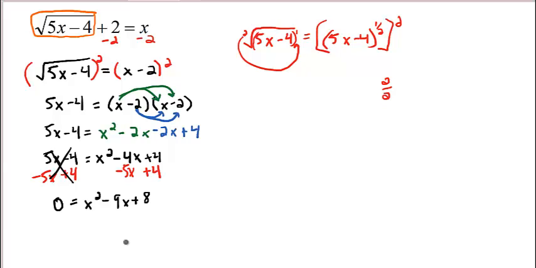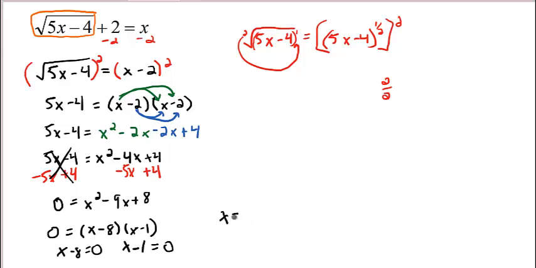So now we need to factor. What two factors of positive 8 add up to be negative 9? And those answers will be a negative 8 and a negative 1. So if we set both of these equal to 0 and solved, whoops, that's not right. That's going to be x minus 1 equals 0. So down here x is going to have to be 8, and then for this one x is going to have to be positive 1. So those are our two answers for now.